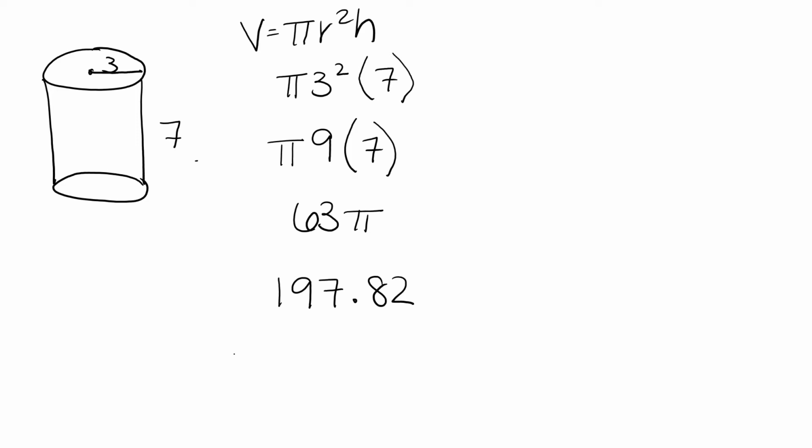And the directions tell us to round to the nearest tenth. 8 is in the tenths place. The 2 tells us to round down. So our answer stays 197.8. In our second problem, we have a cone with a radius of 8 and a height of 18.